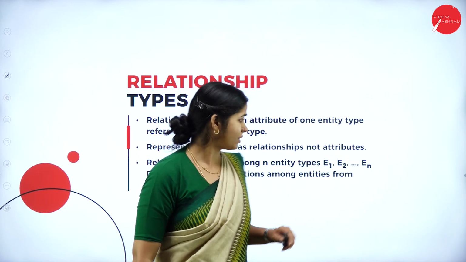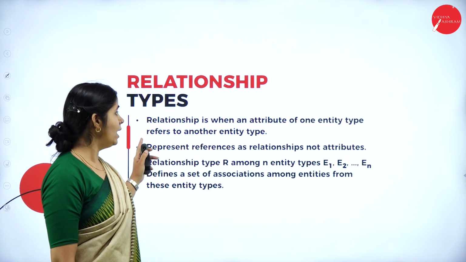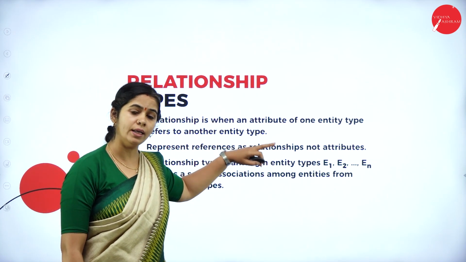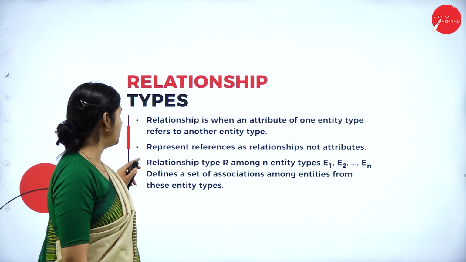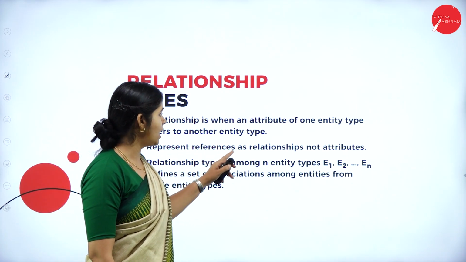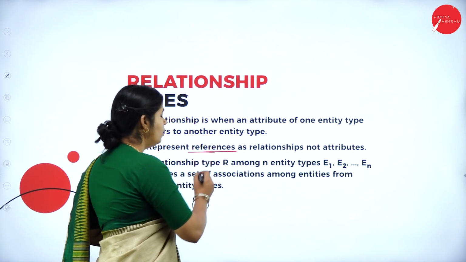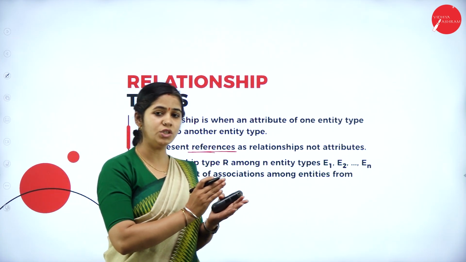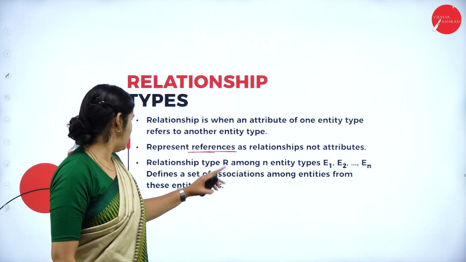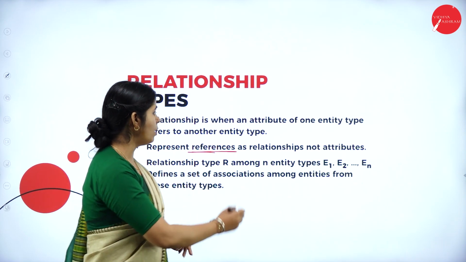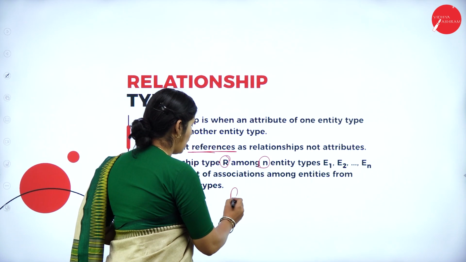The relationship is when the attributes of one entity refer to the attributes of another entity type. So that is what the relationship type is. It represents a reference, not an attribute. We represent the reference from which table we are referring, and that attribute will be considered a reference. Among n entity types, the relationship will be represented as R.